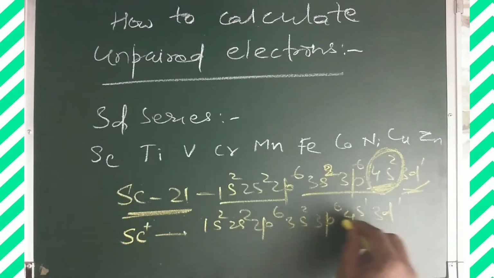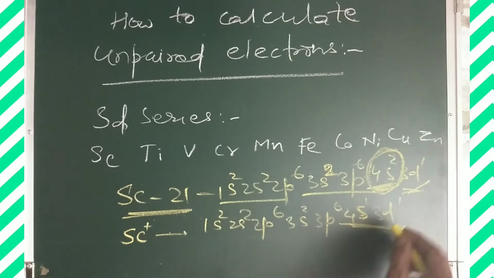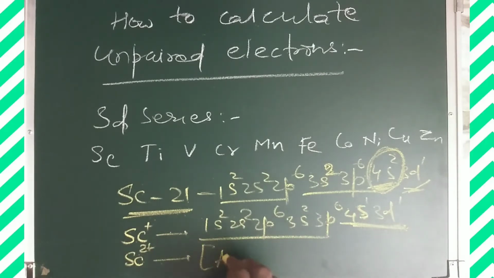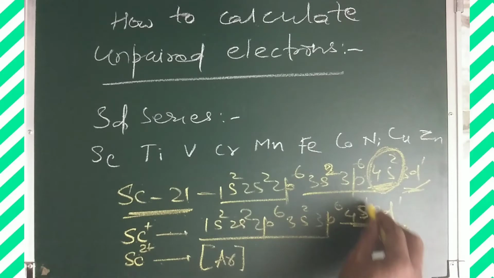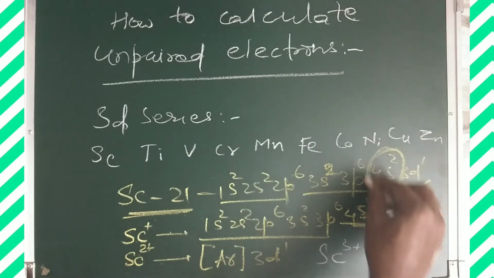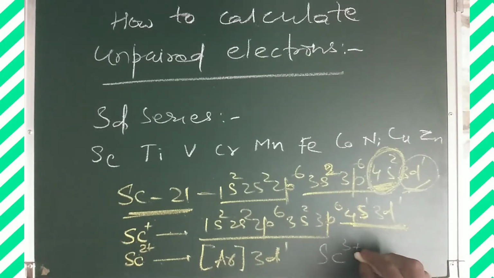So it has two unpaired electrons, one in s and one in d. Suppose Sc2+, then you can write argon, and 4s will be removed, so it will be 3d1. So it has one unpaired electron. Suppose they ask you for Sc3+. Sc3+ means both 4s2 and 3d1 will be removed, so it will be simply argon. So Sc3+ will have no unpaired electron.